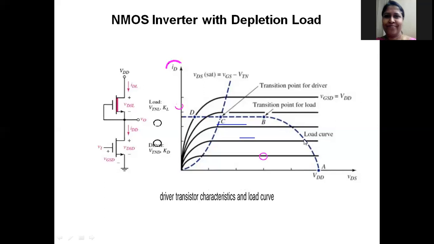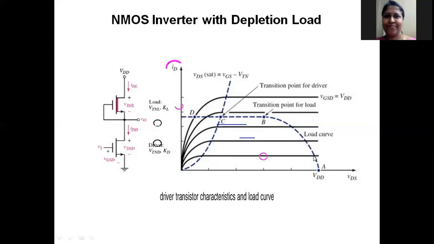You see here, there are several operating points, and there's one point here which is shown as a transition point for the driver. What is this transition point for the driver? It tells from which point onwards this device enters into saturation, and up to which point it is in the non-saturation region. Knowing what is the input and what is the output at each operating point, we can understand how this inverter works.